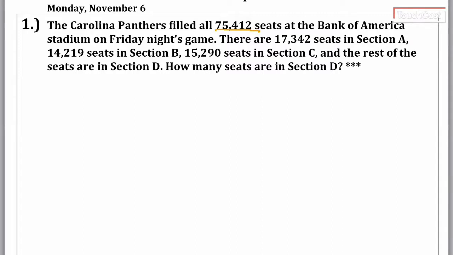But we also notice that this is a multi-step problem. So once we figure out what the total of the 3 sections we already have is, then we will move to the next step, which is looking for the difference of the total with the total of our 3 sections, and the difference will equal Section D.